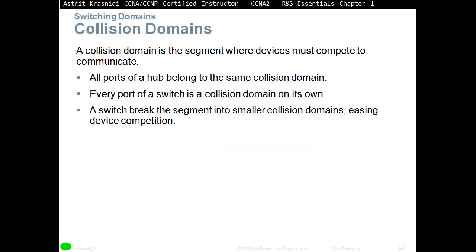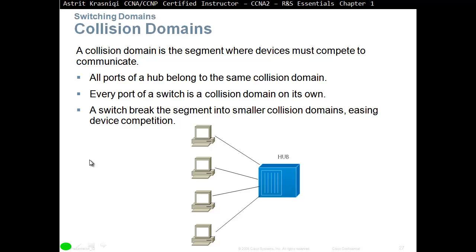Collision domain. A collision domain is a segment where devices must compete to communicate. So all ports of the hub belong to the same collision domain. Every port of the switch is a collision domain on its own. A switch will break the segment into smaller collision domains, easing device competition.